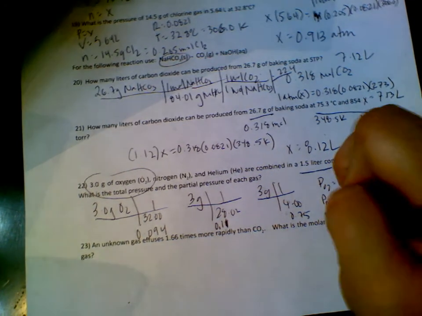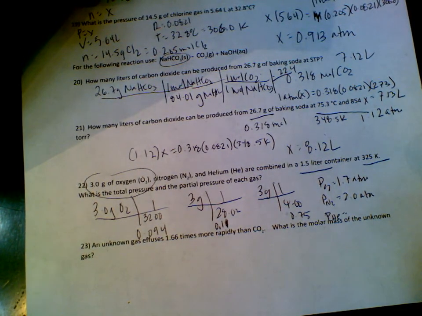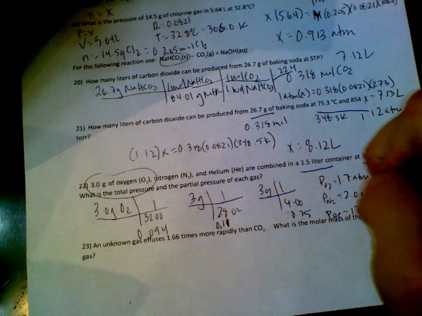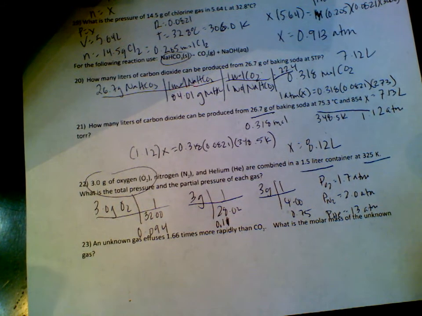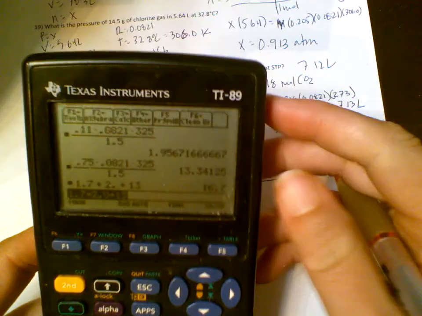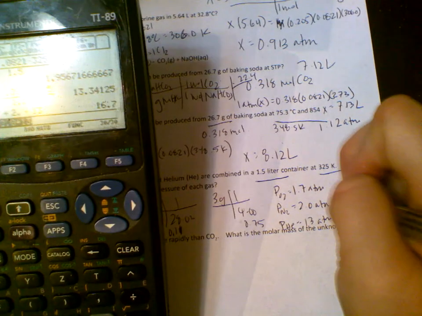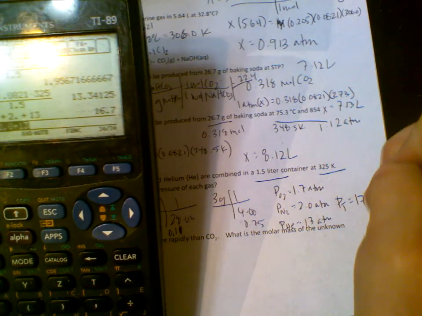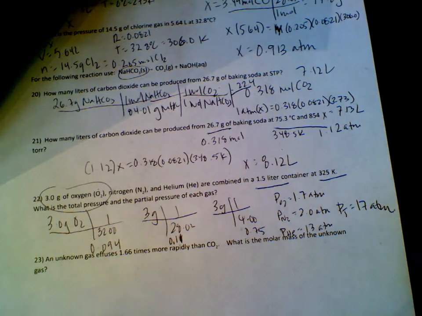Pressure of helium is 13 atmospheres, so I'm going to add those all up. Remember, with adding, you round to the least number of decimal places, which is the pressure of the helium. So I had 16.7, so I'm going to say the total pressure is 17 atmospheres. Okay, so that's how you're going to do that one.